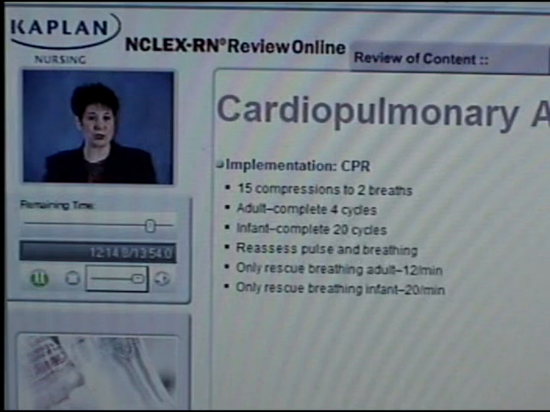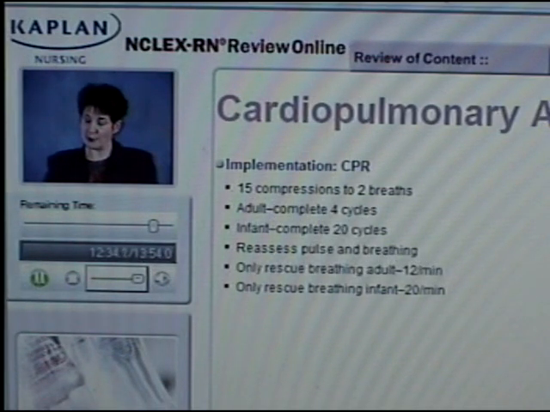If the pulse returns, and many times it does, and the patient only requires rescue breathing, for an adult you will do rescue breathing at 12 breaths per minute. If it's an infant, again, the pulse returns, you have a pulse that you've checked, and it's there, you will now just do rescue breathing, and it will be 20 breaths per minute.